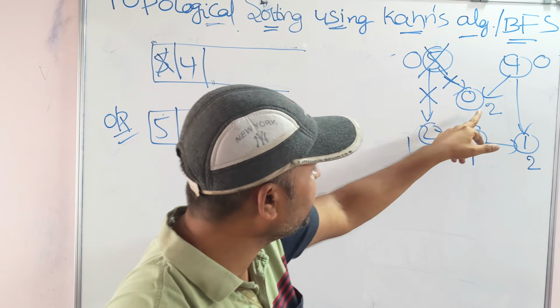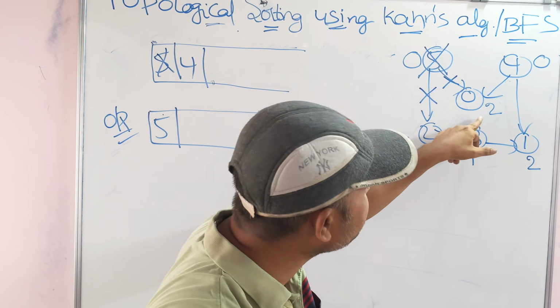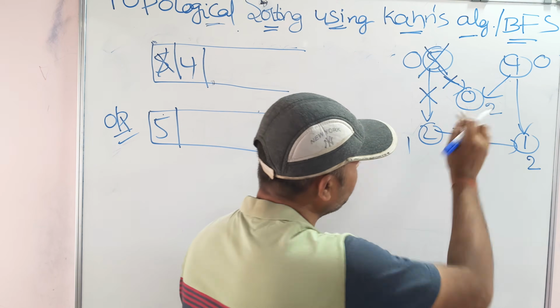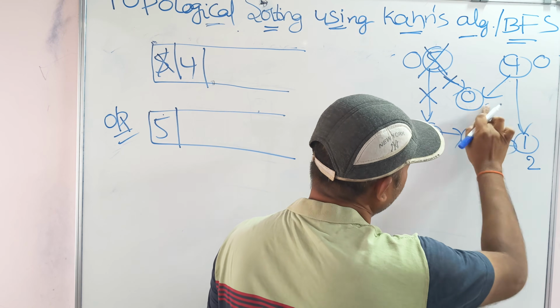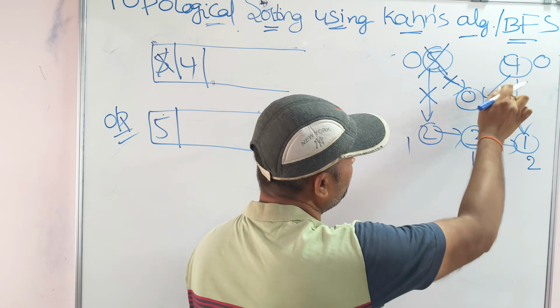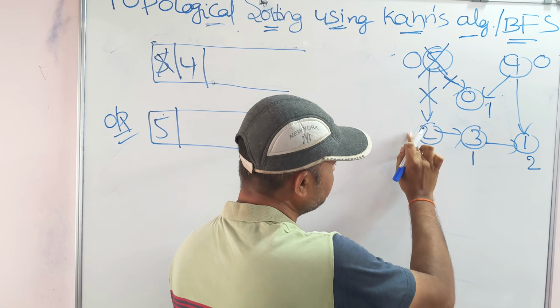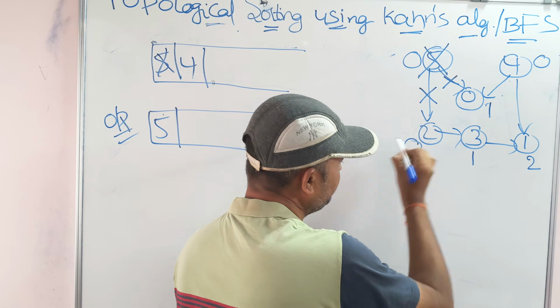So now the in degree of its neighboring vertices will be reduced by 1. Previously it is 2, so now it will become 1. 0 has only 1 incoming edge. Next, previously the in degree is 1, so now it will become 0.